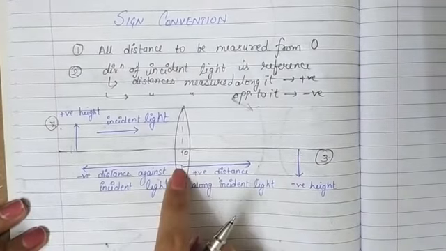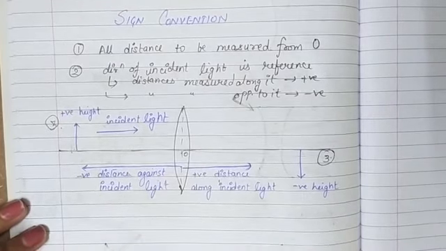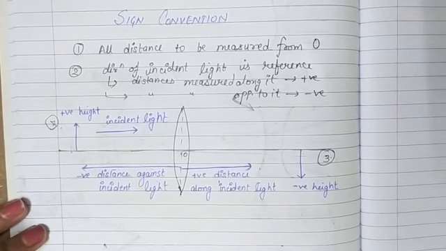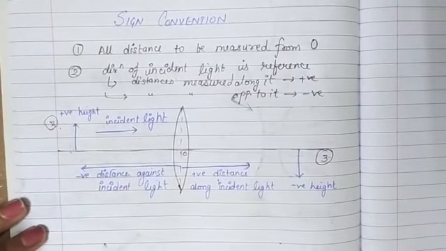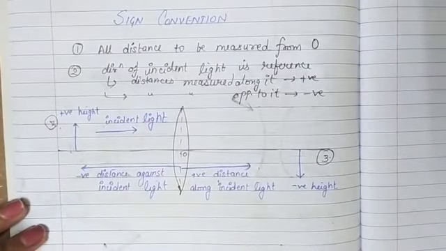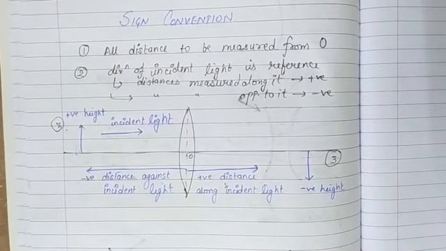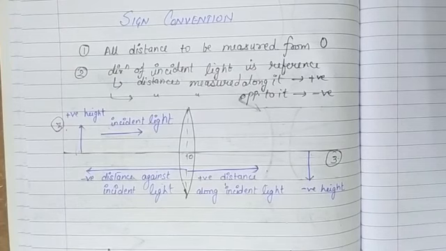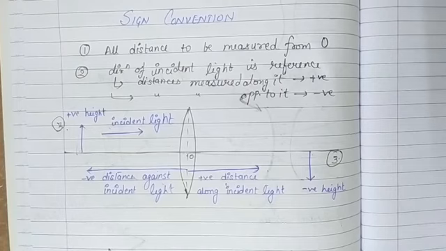First, every distance that we have to measure, we will measure it from point O. All these distances, if taken along the direction of incident light, in this case from left to right, will be taken as positive. Otherwise, opposite to the direction of incident light, they will be taken as negative. Next, if the height is taken upward to the principal axis and perpendicular to it, then it is positive, and if it is downward and perpendicular to the principal axis, then it is taken as negative. So these are the points for sign convention that we have to keep in mind.